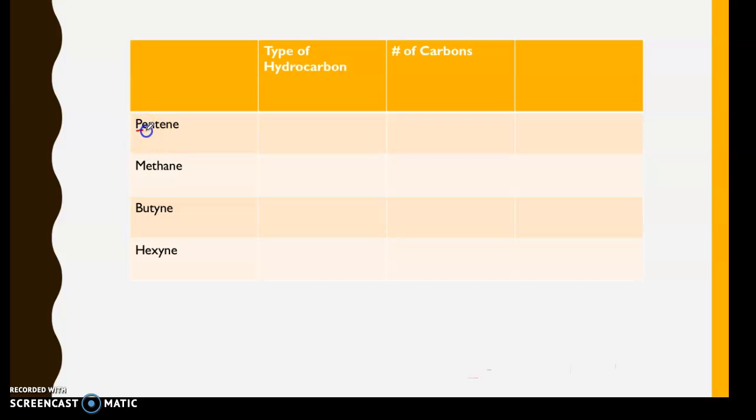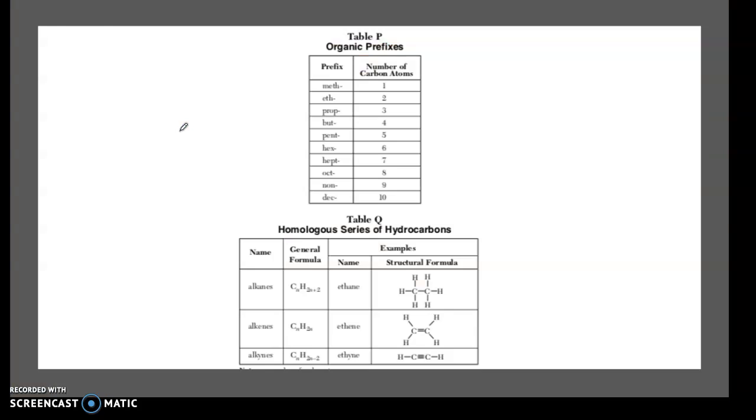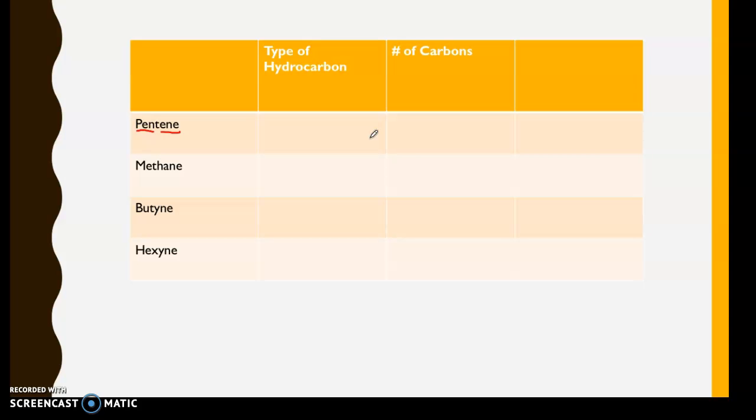So, for the example right here, we have pentene. Our prefix is pent, and our suffix, our ending, is ene. I'm going to go back and look at Tables P and Q. I'm going to start with the number of carbons, and then end with the type of hydrocarbon. So what is pent? If I look at Table P, pent means I have 5 carbons, like a pentagon. So I have 5 carbons here.